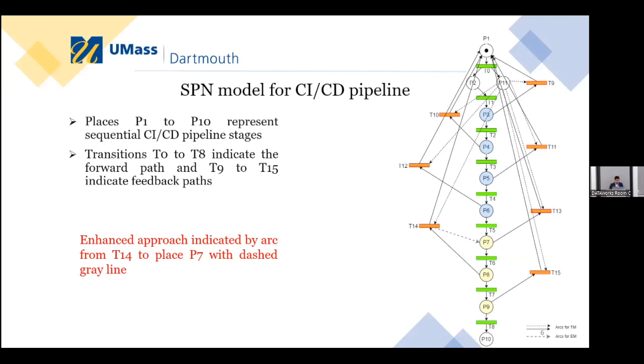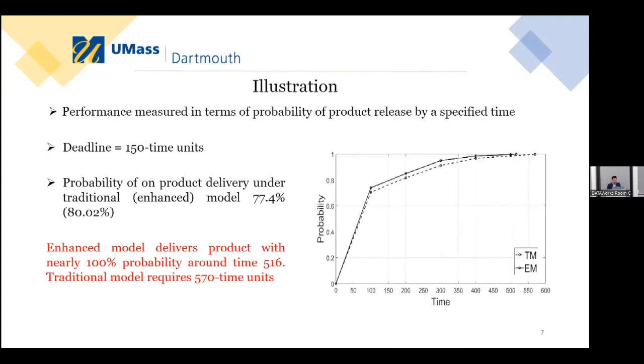It means whenever there is an error, it will allow the token to go back to the developers to fix the problem. Here we propose an enhanced model. Instead of going back to the developers for the auto testing for any kind of questions or problems, they can have a conversation with the reviewer team at place P7, shown using the gray dashed line from transition P14 to place P7, so that we can save some time in the software production.